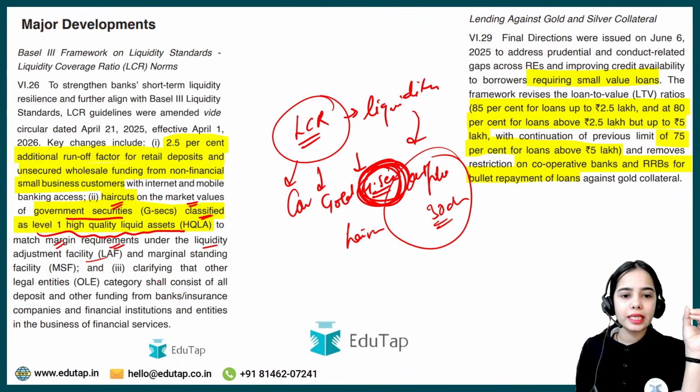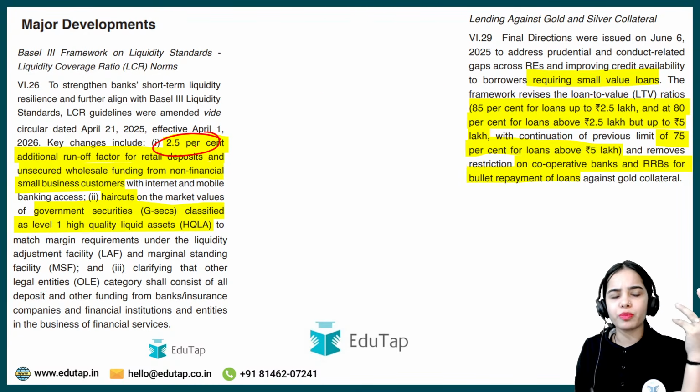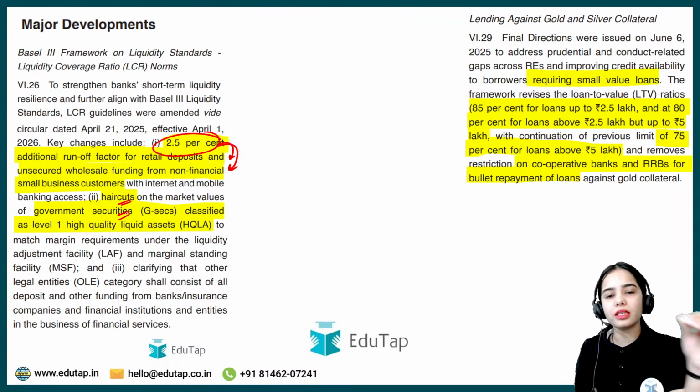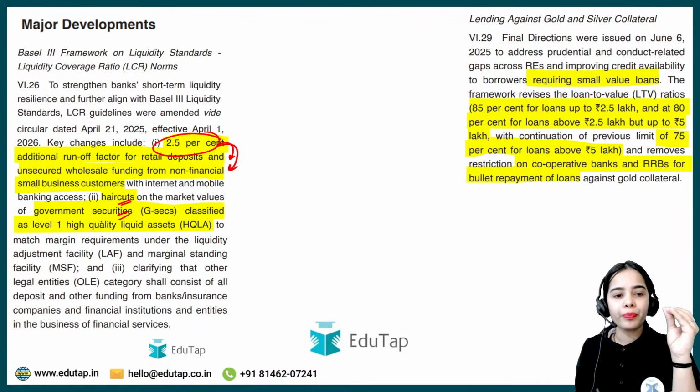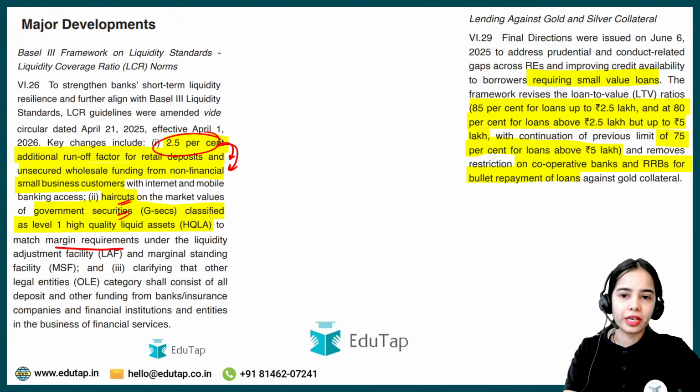Next is clarifying that the other legal entities category shall consist of all deposits and other funding. So this is all you have to remember, that the 2.5% is the runoff factor for these particular deposits, and the haircut on the government securities that are classified as high quality liquid assets. For them, the haircut will be the same as the margin requirement of the LAF and MSF.